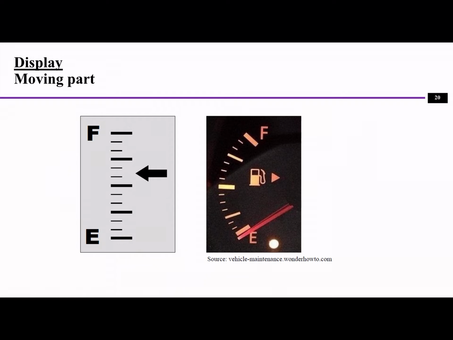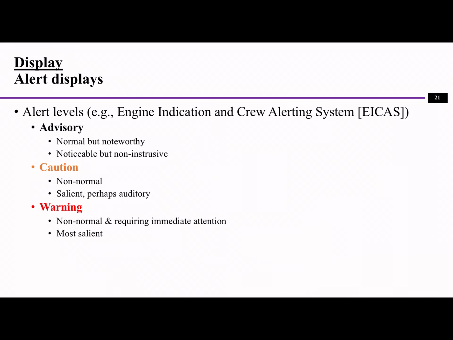And also, for a moving display, you might want to consider displays like this, right? For example, the fuel level, you have this gauge, and then from low fuel level to high fuel level, I use the moving part for displays. And some displays are related to alerts, so you might want to use color coding in order to create the alerts. For example, black versus amber versus red colors.